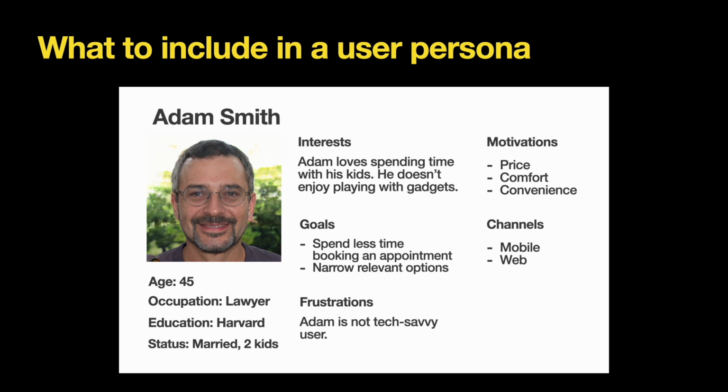For example, you might want to include factors that motivate the user to use a product, as well as primary channels for interaction with your product. It's easy to assume that the more details you add to a persona, the more vivid it becomes. In reality, too many details can become distracting. It's vital to remember that personas do not describe real people. You need to make a persona realistic, not real.